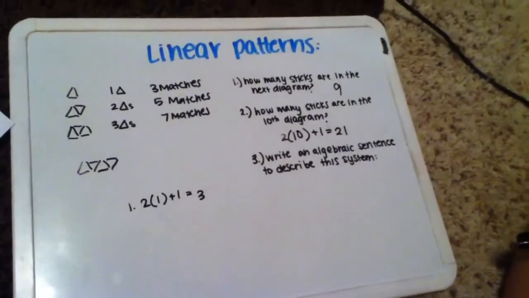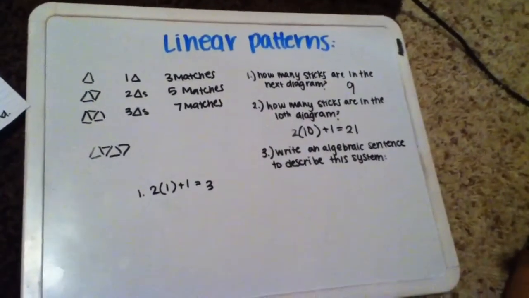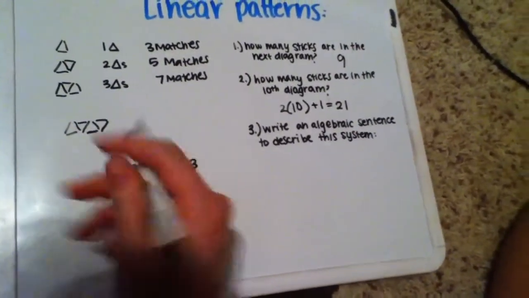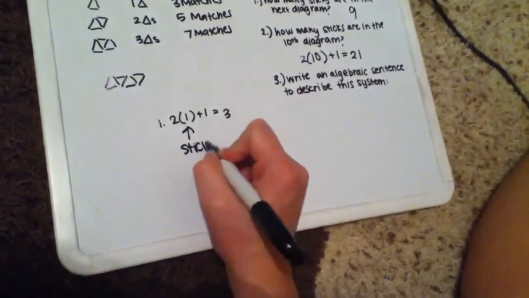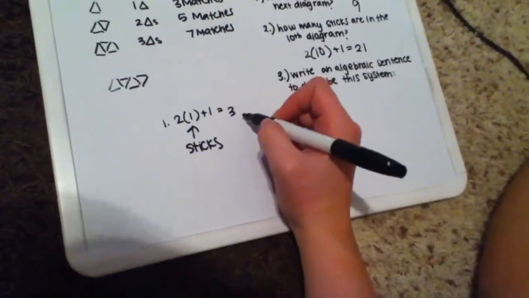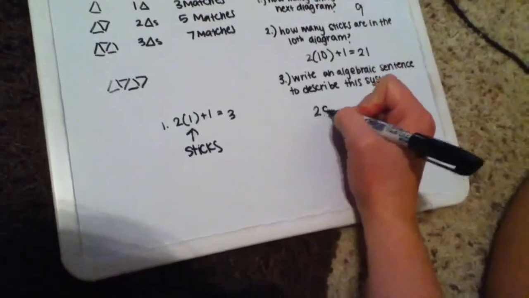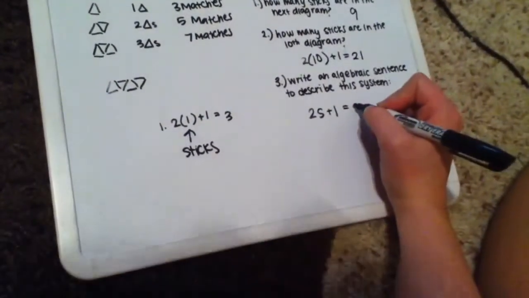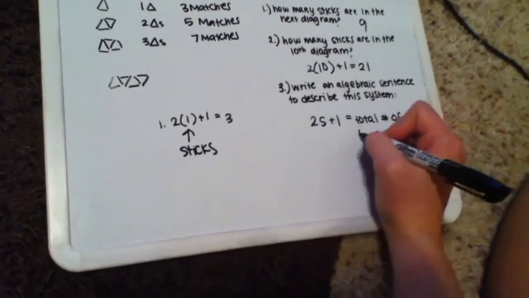The final question we have is to write an algebraic sentence to describe this system. Going off of this, we know 2 is the number of lines aside from the original, and then this is the number of sticks right here. And then this will equal the total number of matches. So we're going to write 2s, to represent the sticks, plus 1 is going to equal the total number of matches.